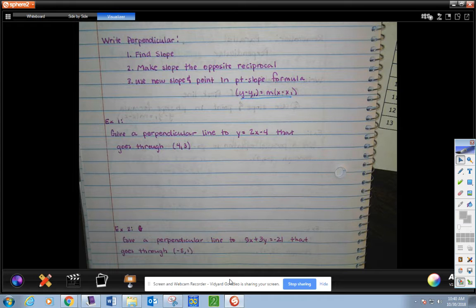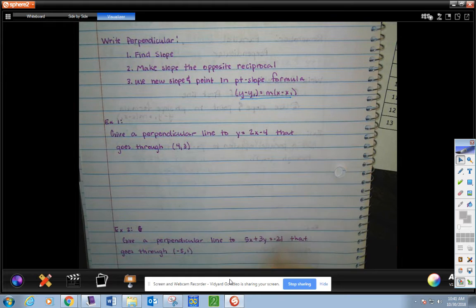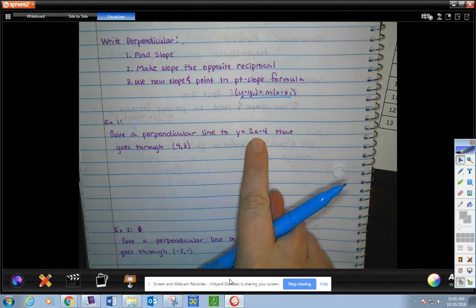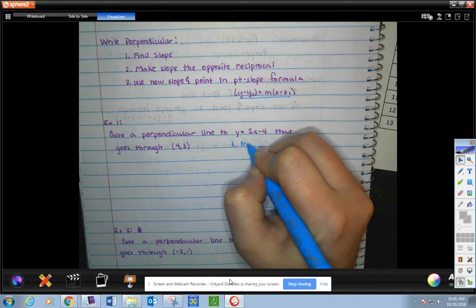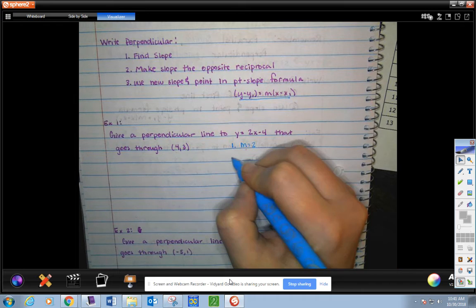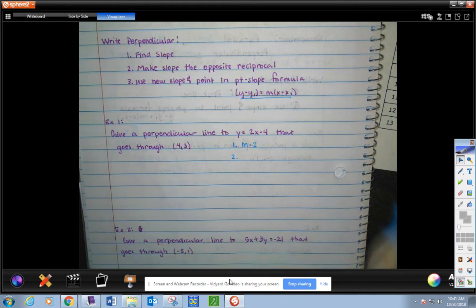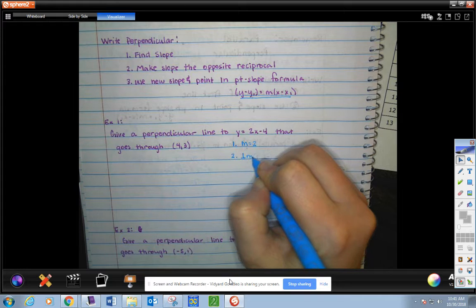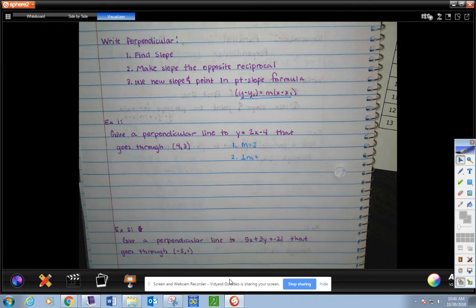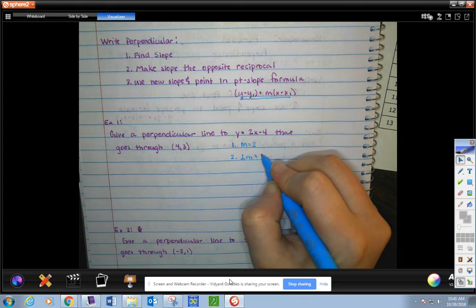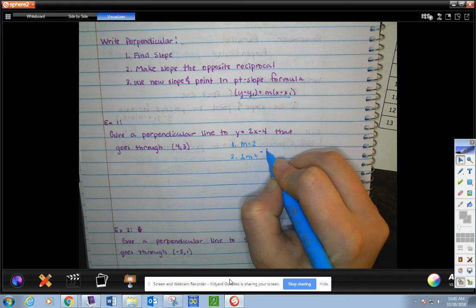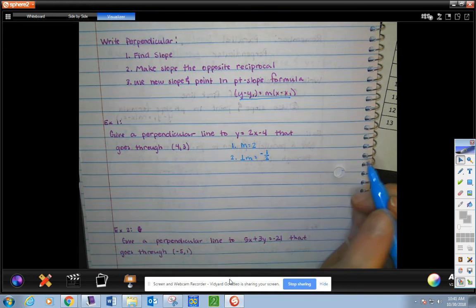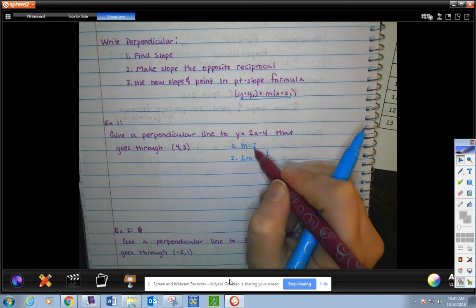Give a perpendicular line to y equals 2x minus 4 that goes through 4, 3. Okay, the first thing you have to do is make sure it's in y equals. If it's in y equals, step 1, you need to find your slope. Well, your slope is 2. Okay, step 2, you need to make the slope the opposite reciprocal. So I'm going to make the slope perpendicular. To make it perpendicular, you must change the sign. So it was positive, I make it negative, and flip the fraction so it becomes 1 over 2. Because remember, this is technically 2 over 1.